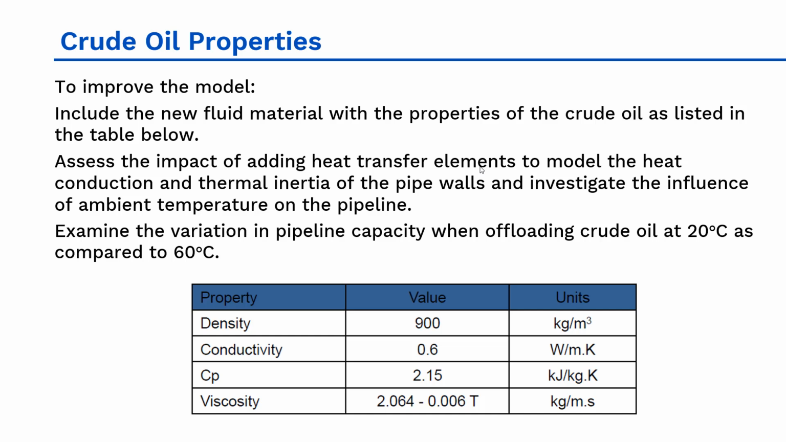Now in this video I want to work on the last part: what happens if the offloading crude oil temperature changes from 20 to 60 degrees, and how can I model this variation within the Flownex environment. Watch this video.